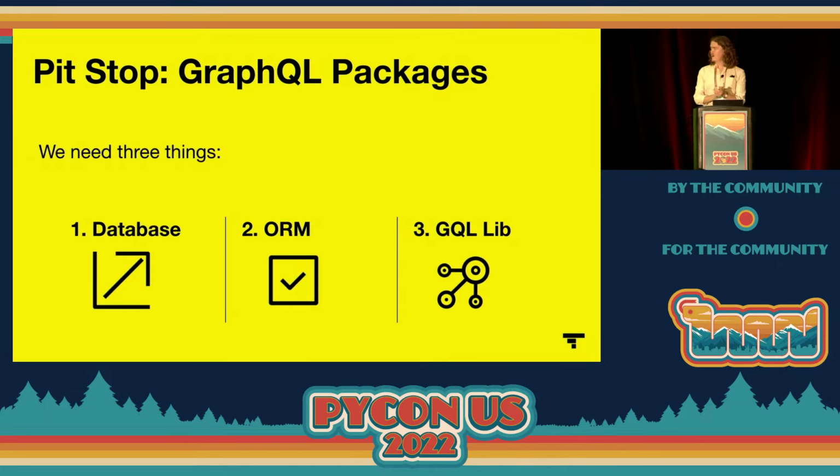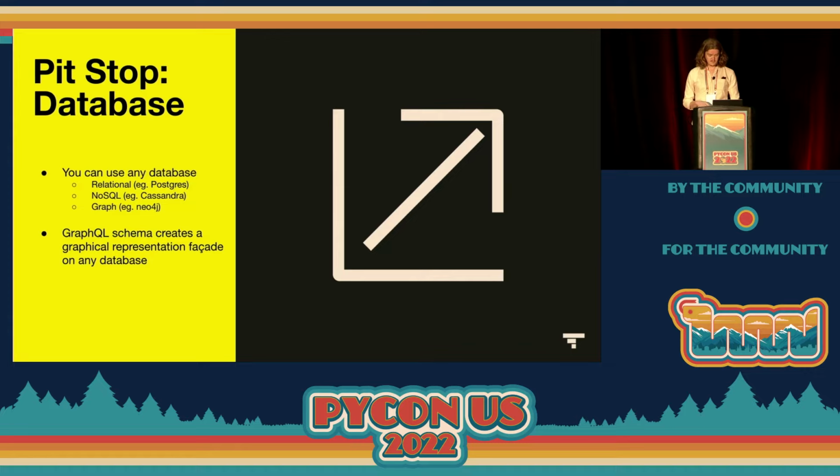OK, pit stop from here. I think we're making a lot of headway. We need to talk about 3 things. From the bottom up, we need to talk about our database, we need to talk about our ORM, and we need to talk about our GraphQL libraries. So let's talk about our database first.